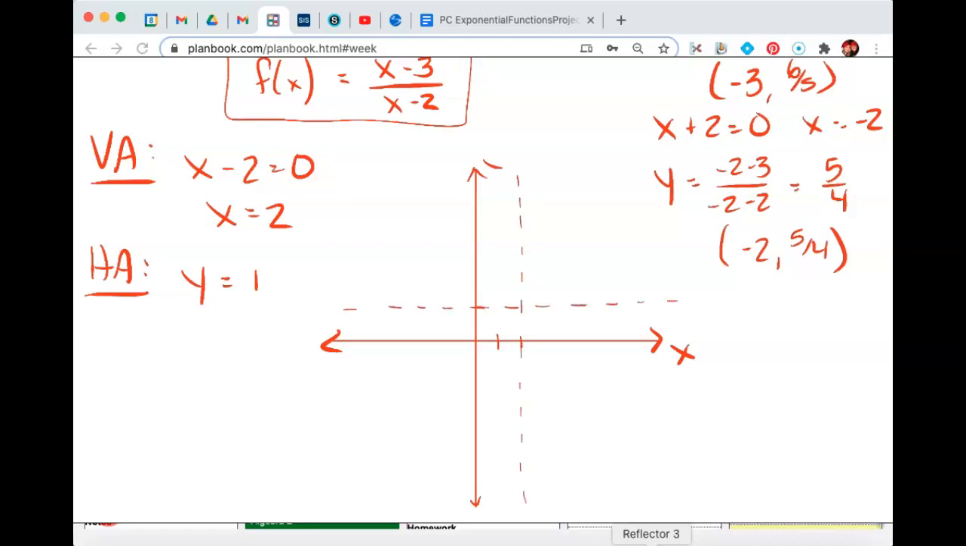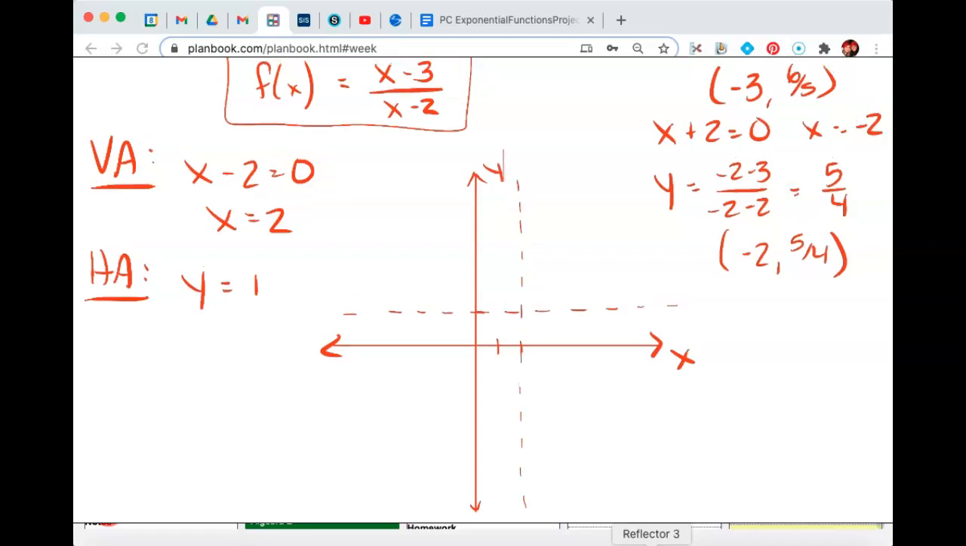Alright, so I have my asymptotes. I'm going to draw in my holes as circles. So negative 3, 6/5 is at 1, 2, 3, and a bit above, right above the asymptote. Negative 2, 5/4, same thing, right above the asymptote here. And to finish the graph, we should just plot some points. So what x values are we playing with?